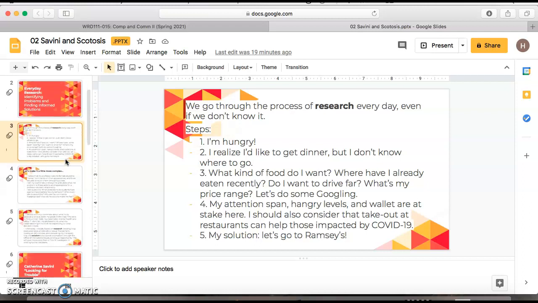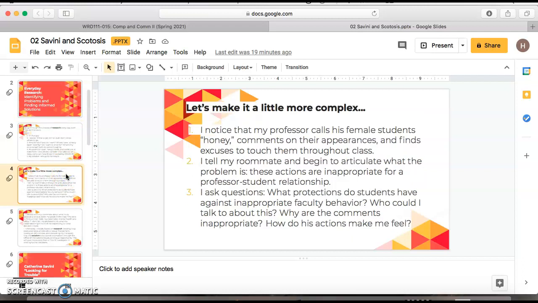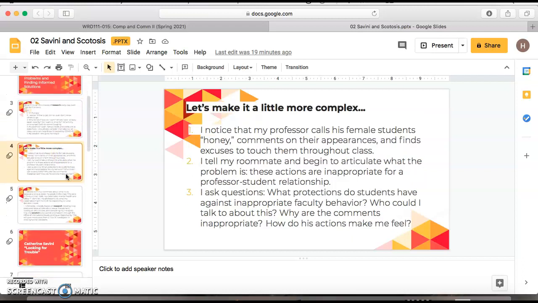Okay, so that's a really simplistic example. Let's look at a bit more of a complex example of this research process, something that normal people would do and maybe not think of as research. So the steps. First, I might notice that my male professor calls his female students honey. He comments on their appearances. He finds excuses to touch them throughout class.